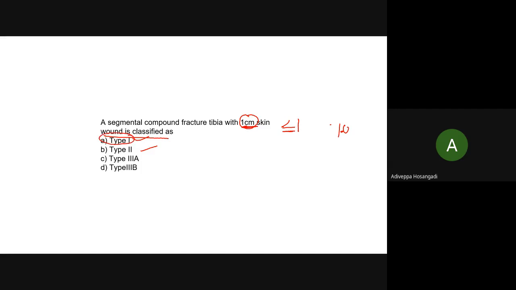Is this Rohan? Type 1, sir, is the answer. Okay, good. So here type 1 is the answer. Please go and read carefully. A wound of 1 centimeter and less than 1 centimeter is type 1 Gustilo-Anderson class of open fractures.